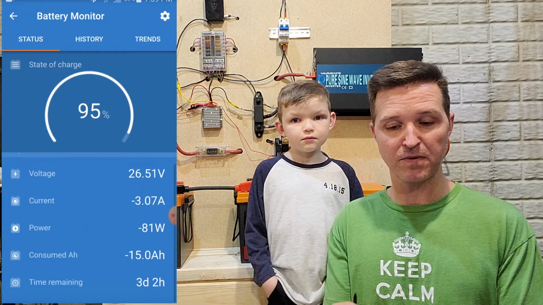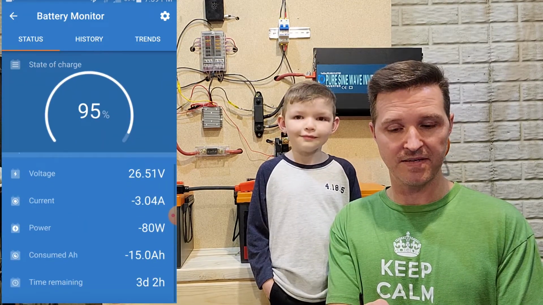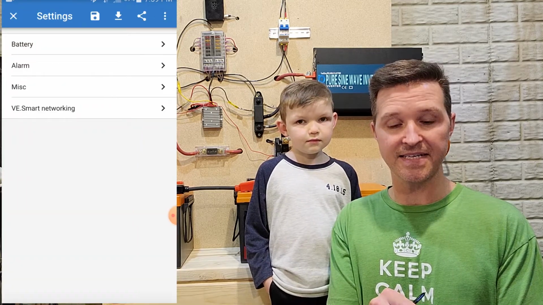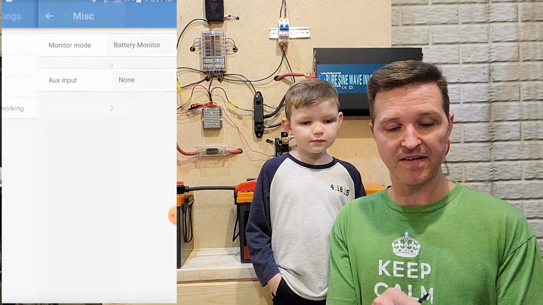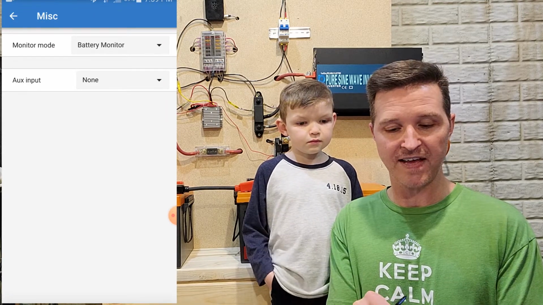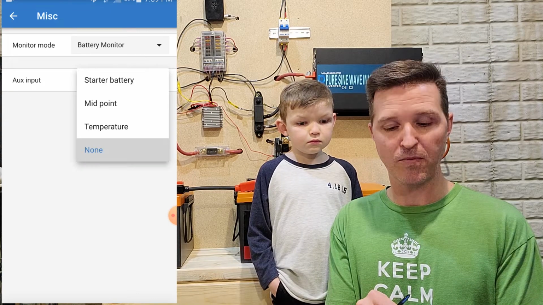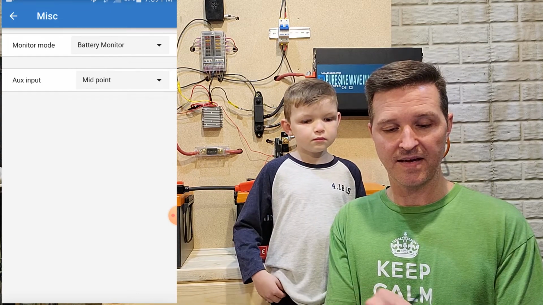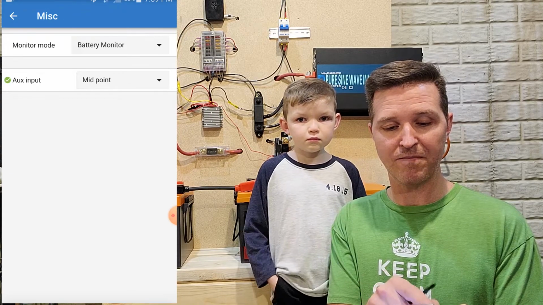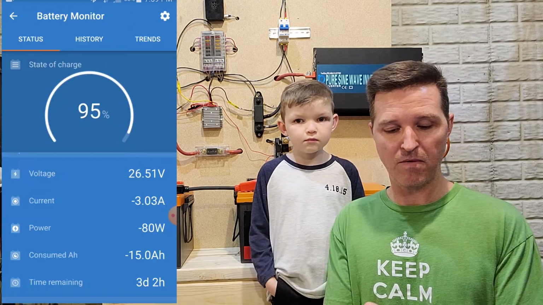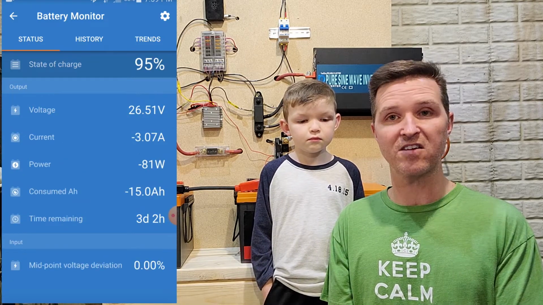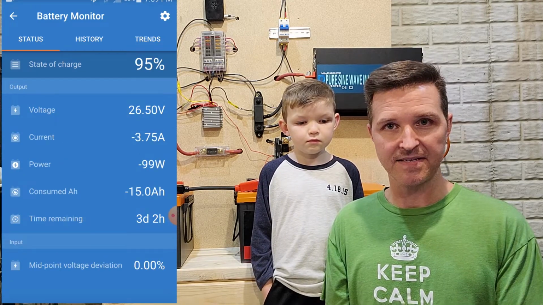So what we're going to do is click on the cog on the upper right hand corner, and then click on miscellaneous, and then in auxiliary input where it says none, we're going to change that to say midpoint. It accepts the change with that green check, and then we'll go back. And now when we scroll down, we see at the bottom it says midpoint voltage deviation 0%.